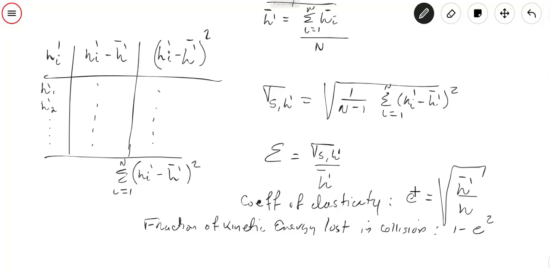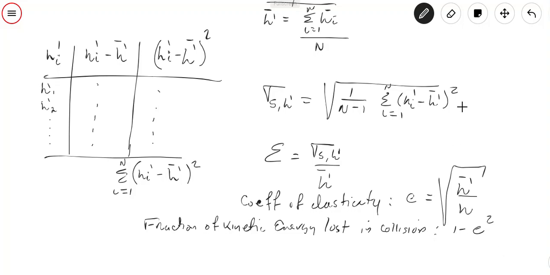Now, once you have the coefficient of elasticity, you can find the fraction of kinetic energy that was lost in the collision. That would be 1 minus the square of E, 1 minus the square of the coefficient of elasticity. If you multiply this by 100, instead of a decimal value you will have a percentage. So you will have the percent of kinetic energy that was lost in the collision between the ball you were dropping and the hard surface.